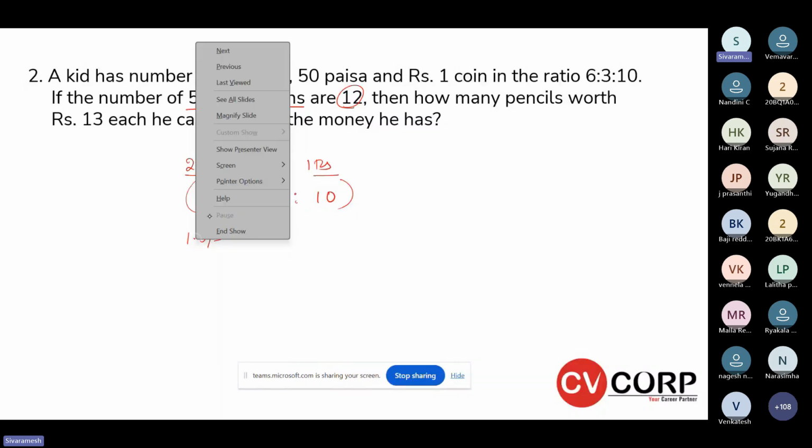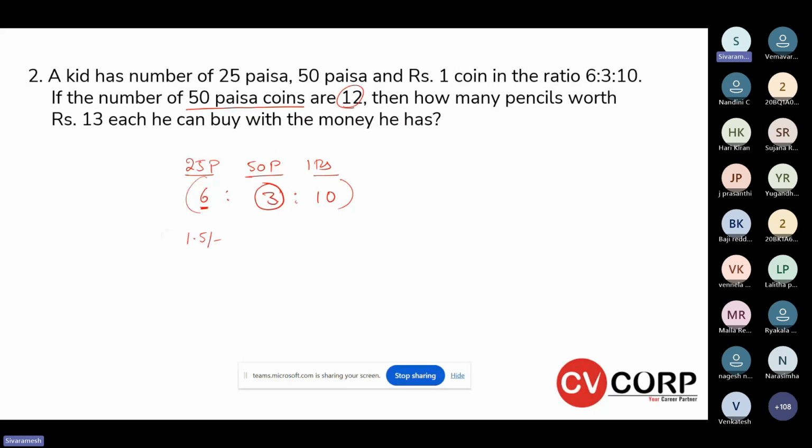Next, 50 paise coins. If he's having 3 coins of 50 paise, obviously 2 coins of 50 paise will make 1 rupee, so if it is 3 coins, he has 1.5 rupees. And then 1 rupee coins: he's having 10 coins, which means 10 rupees. Total, if we add all the values, 1.5 rupees, 1.5 rupees, and 10 rupees, he's having 13 rupees.